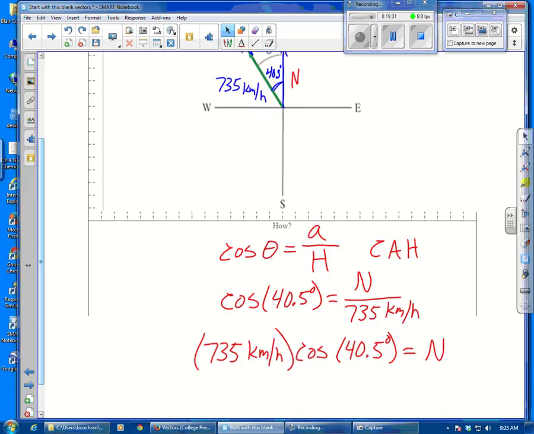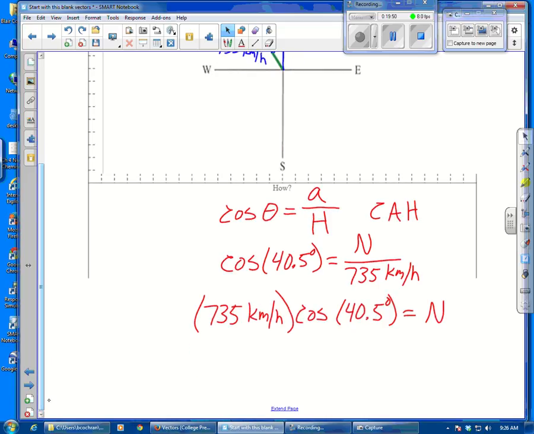Remember, cosine always is the side next to the angle. Sine is always the side across from the angle. So that's why I don't like to say horizontal is always this, or vertical is always that. Look at your triangle and decide on across from and next to. And then now I just need to do that calculation. You okay doing that calculation?